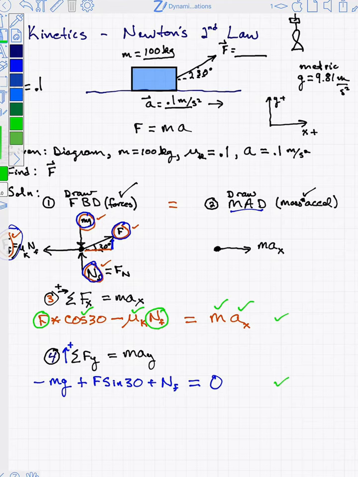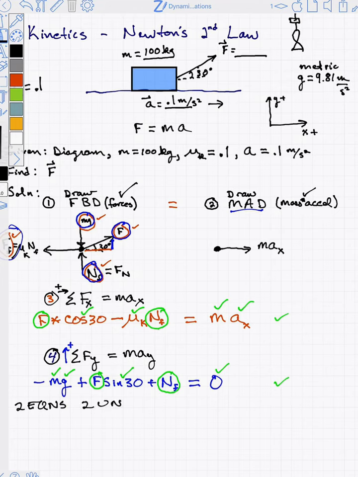Let's go to the second equation. Do we know M? Yes. Do we know G? Yes. Do we know F? No. Do we know the sine of 30? Yes. Do we know the normal force? No. And we know 0. So now we have two equations, two unknowns. This has just gone from being a dynamics problem or a physics problem to a math problem. We have two equations, two unknowns.